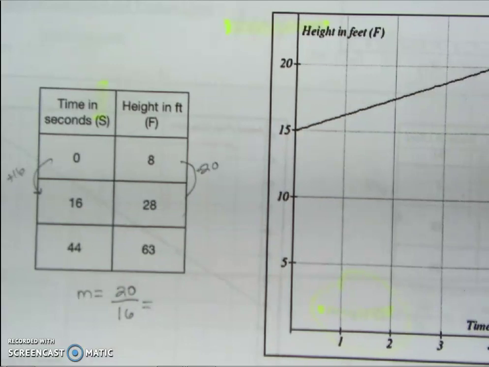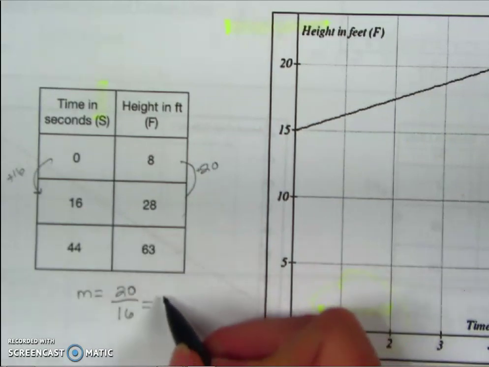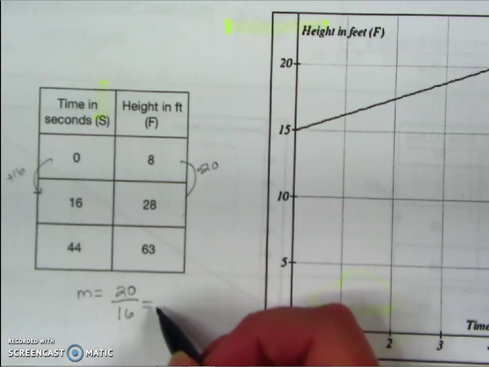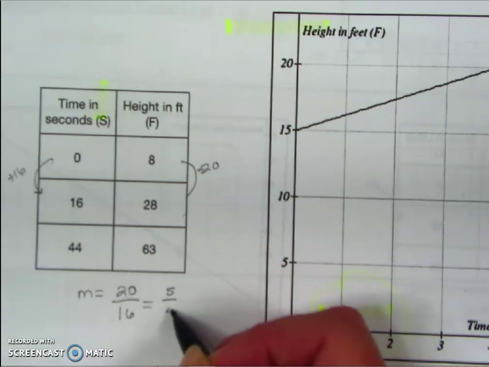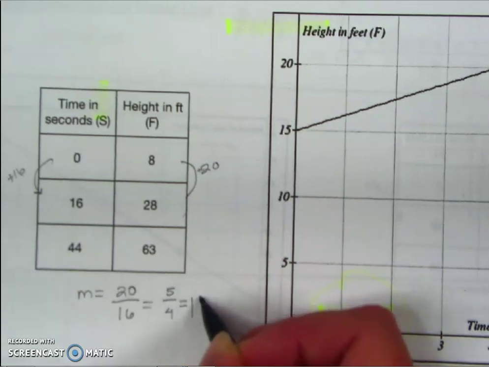Now I do want to reduce that to make it a little easier to see. If we reduce by 2's, we'd get 10 over 8. We could still reduce by 2 again. So let's reduce by 4's. If we reduce by 4, we would get 5 over 4, which we could see as 1 1/4.